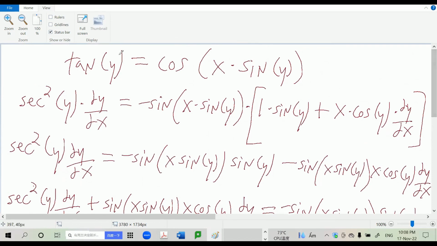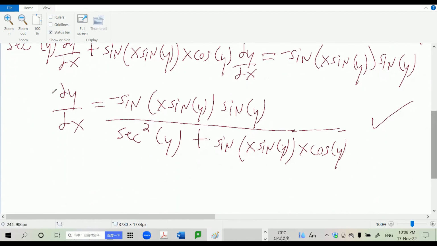So remember, it started like this at the very beginning. And then I was doing implicit differentiation on both sides of the equation, being very mindful of the product rule and the chain rule, okay? And then I isolated dy with dx by itself once I had everything multiplied out, and I'm left with this.